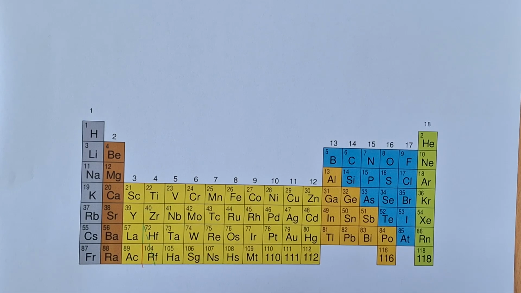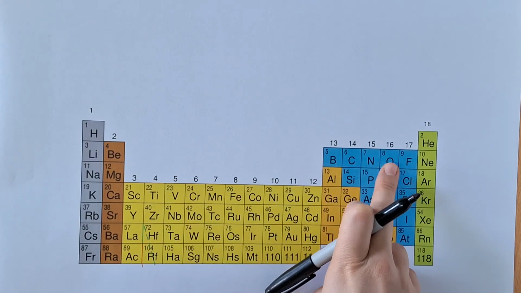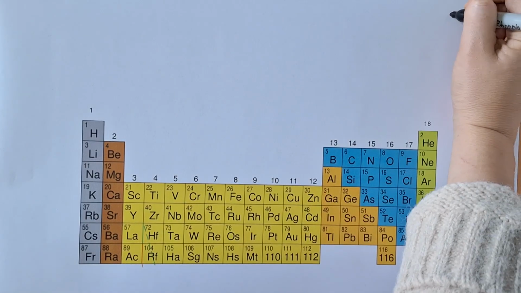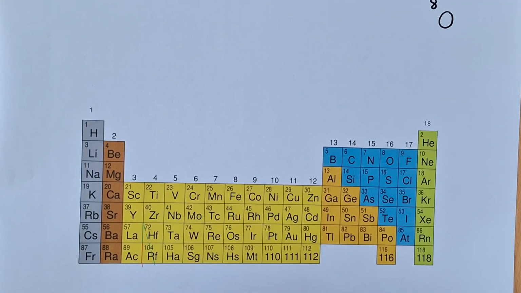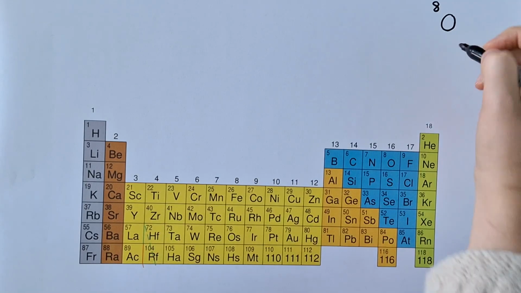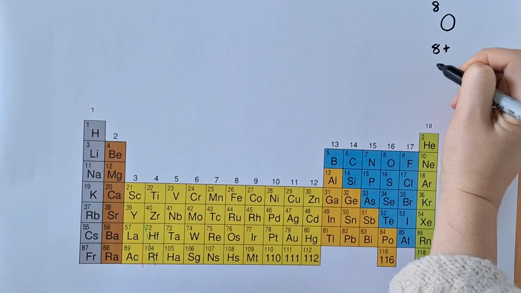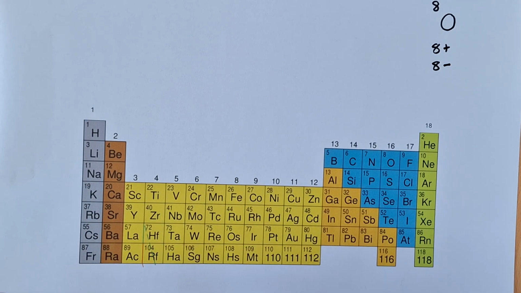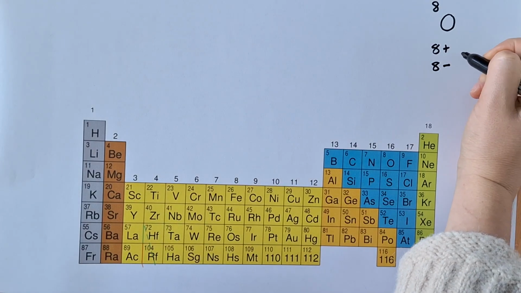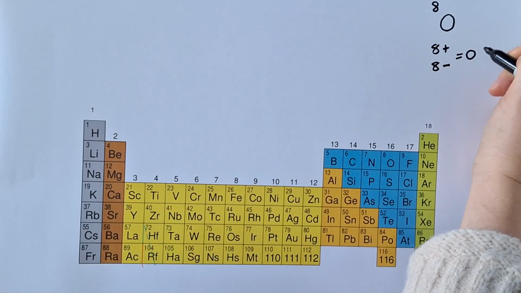The reason for that is that all of the elements on the periodic table have the same number of positively charged protons and negatively charged electrons. If we look at oxygen, for example, oxygen has an atomic number of 8. That means that it has 8 positive protons and 8 negative electrons. Having 8 positive and 8 negative cancels out, so it gives the oxygen atom an overall charge of 0.